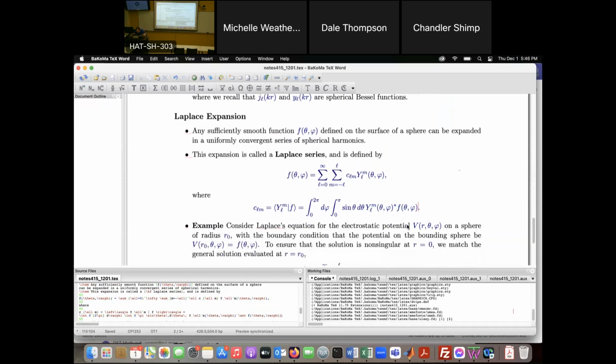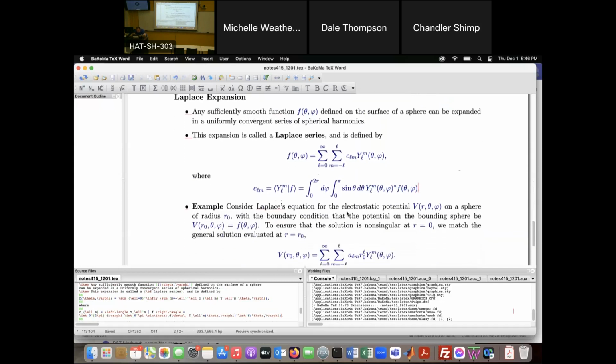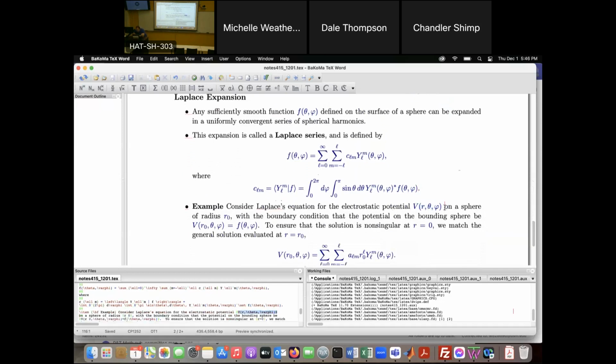So as an example, we're dealing with Laplace's equation, and the solution has the form v of r, theta, phi, and we're solving the PDE on a sphere of radius r naught.